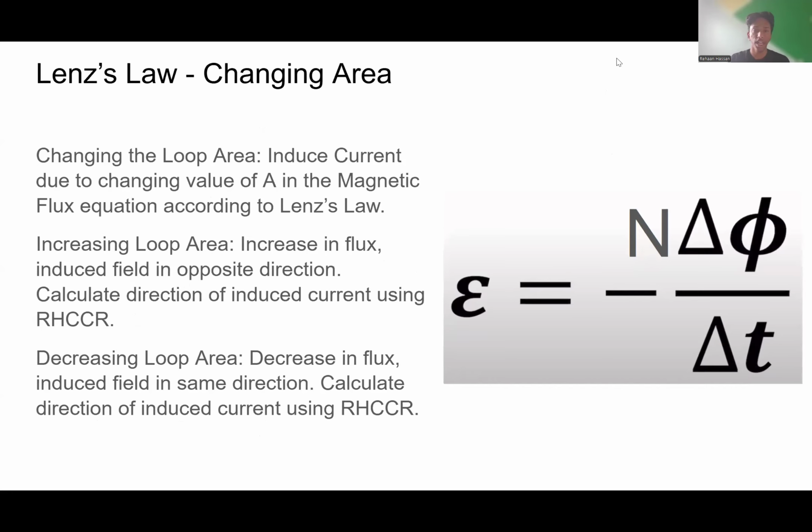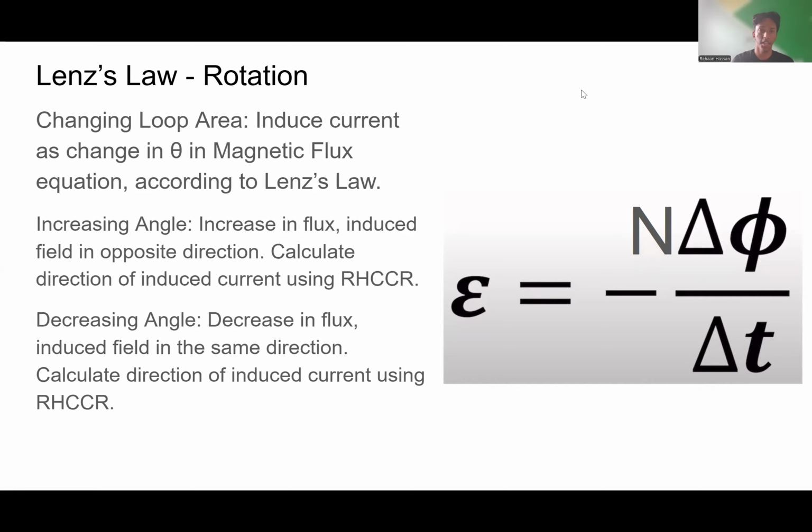Changing area. Changing area is essentially the same thing as changing the magnetic field, except instead of changing B, you change A. The conditions of increasing area also are the same. Increasing flux, opposite direction. Decreasing flux, same direction. And you can calculate the direction of current using RHCCR as well. Same thing with rotation. Inducing current, except you're changing the value of theta instead of A or B. Increasing angle is increasing flux, induced field in opposite direction. Decreased flux, same direction, same thing.